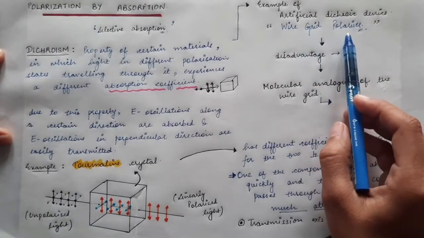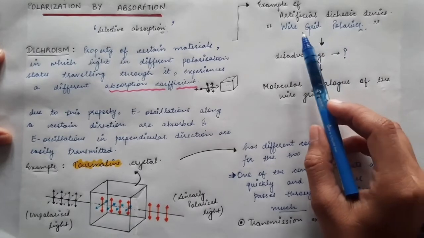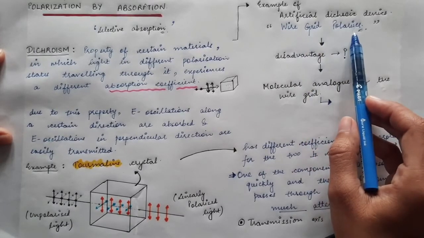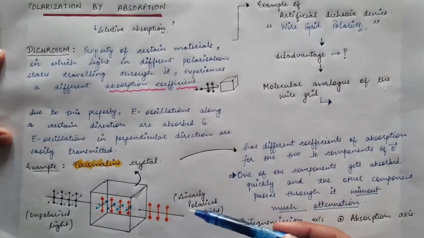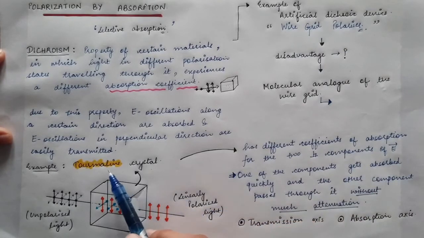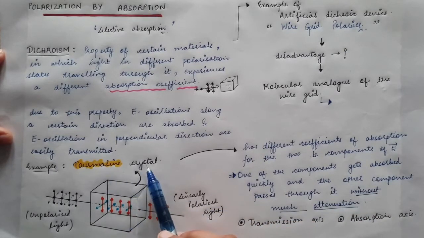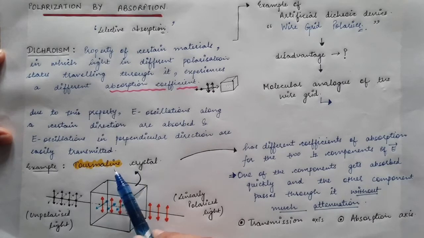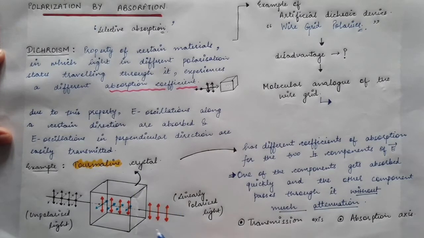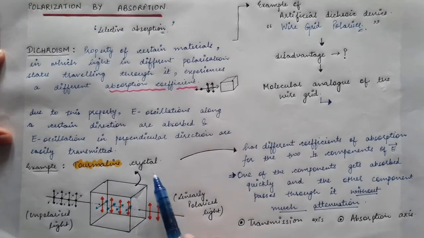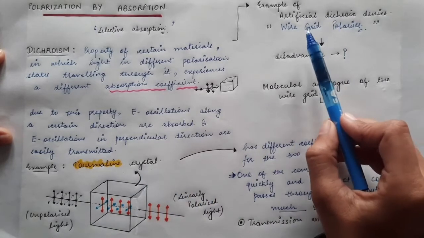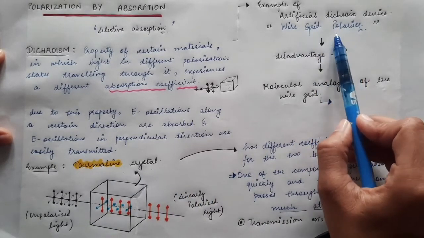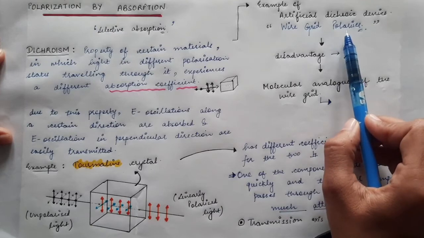Now this wire grid polarizer, we will just see in this lecture how the wire grid polarizer helps us in obtaining plane polarized light, just the same as the tourmaline crystal. The tourmaline crystal uses the dichroic property and absorbs one component of the electric field and transmits another component of the electric field. So plane polarized light is obtained using the tourmaline crystal, and we will see how the wire grid polarizer helps us in obtaining the linearly polarized light.